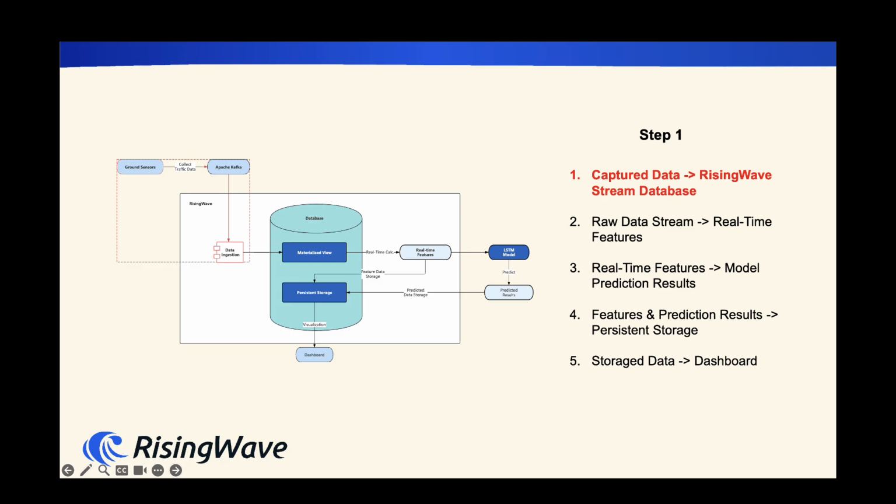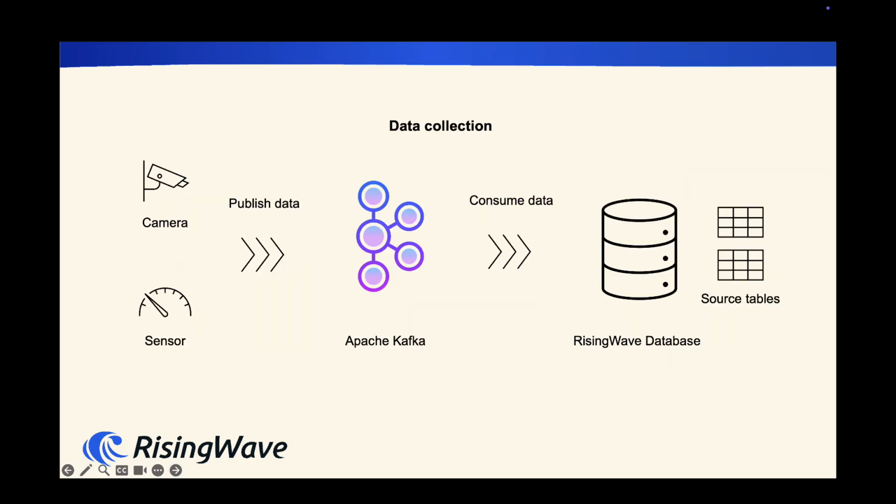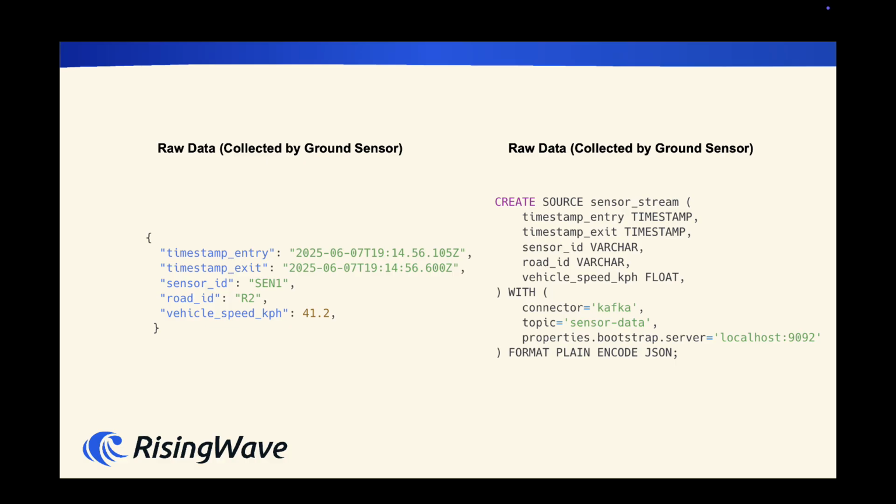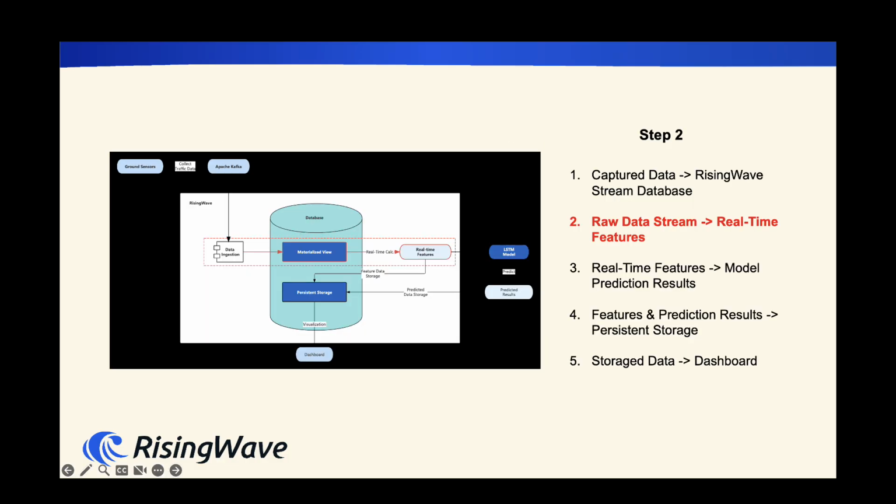Step 1 is all about getting our data into RisingWave. We need to feed it the raw data captured by cameras and ground sensors. For this demo, we'll use a Python script to simulate these data sources. The script sends this information into Kafka, and RisingWave then ingests it directly from there. We'll set up 2 source tables, one for camera data, including things like vehicle type and license plate, and another for sensor data, which captures the speed of passing vehicles.